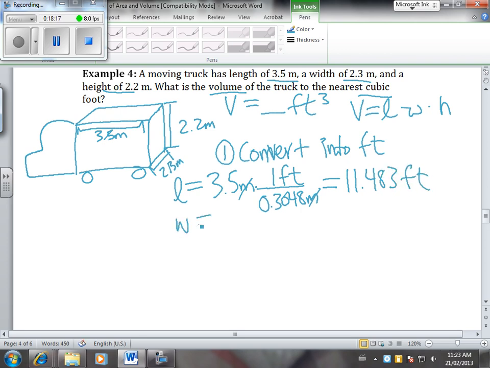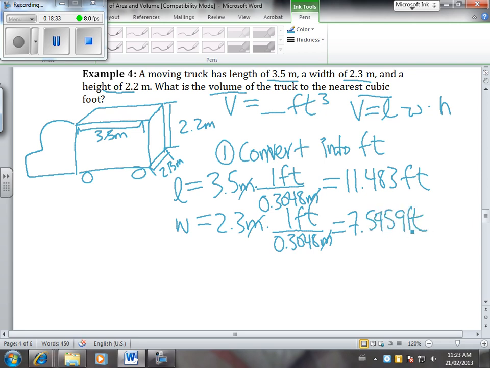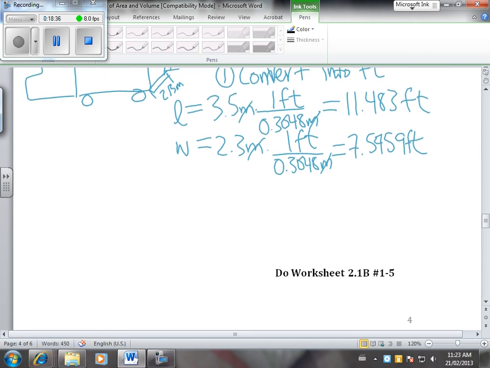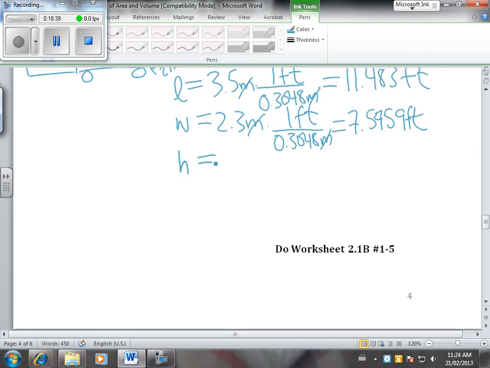For my width, we have that it's 2.3 meters. Again, we know in 1 foot there are 0.3048 meters. So we end up with 7.5459 feet. And then lastly, for height, we're given that height is 2.2 meters. Same conversion. In 1 foot, there is 0.3048 meters. So we end up with 7.2178 feet.